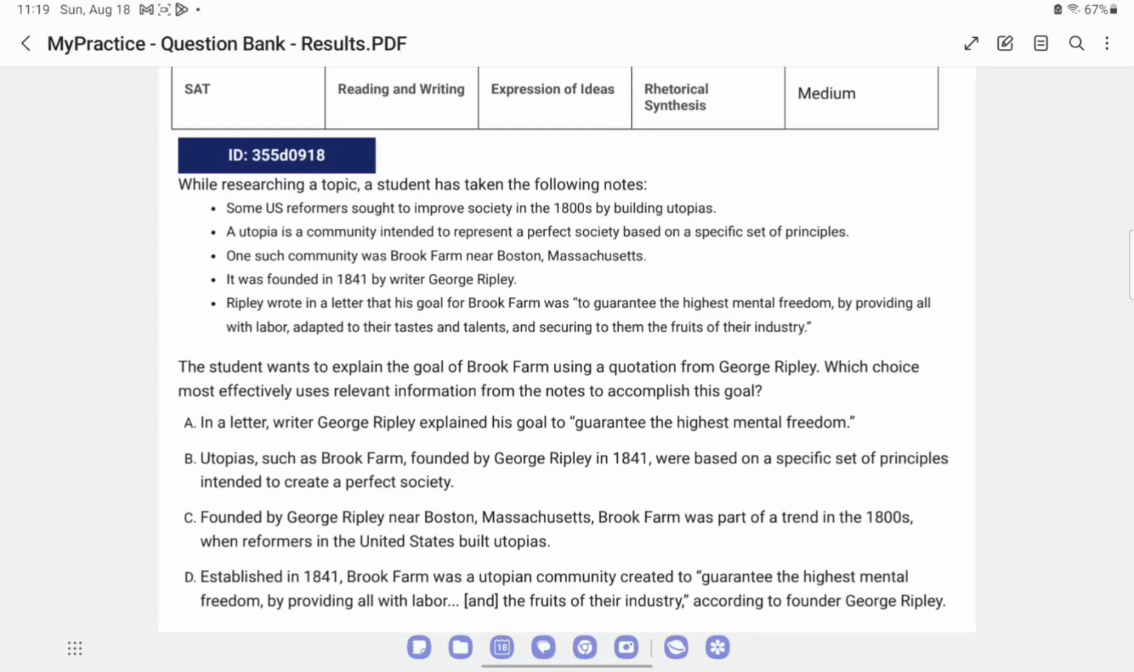While researching a topic, a student has taken the following notes. The student wants to explain the goal of Brook Farm using a quotation from George Ripley.